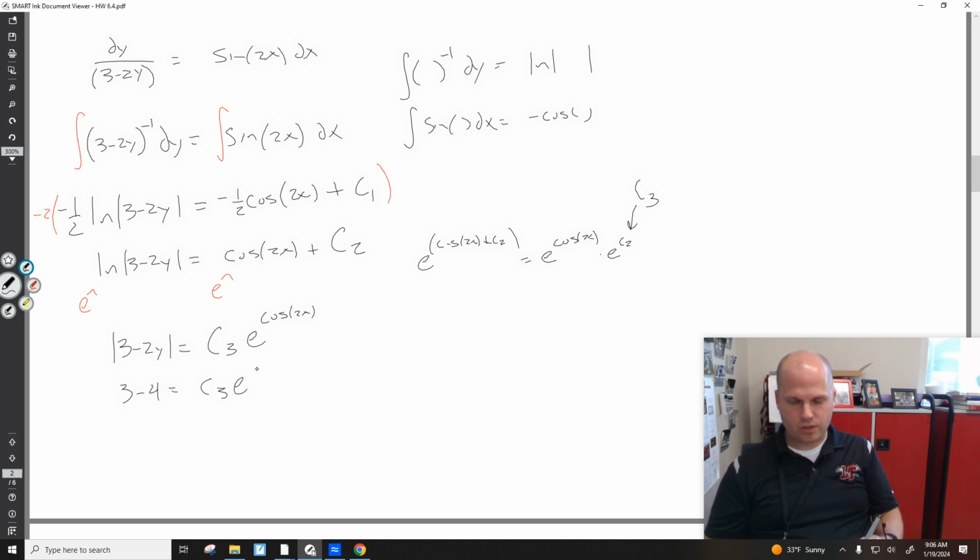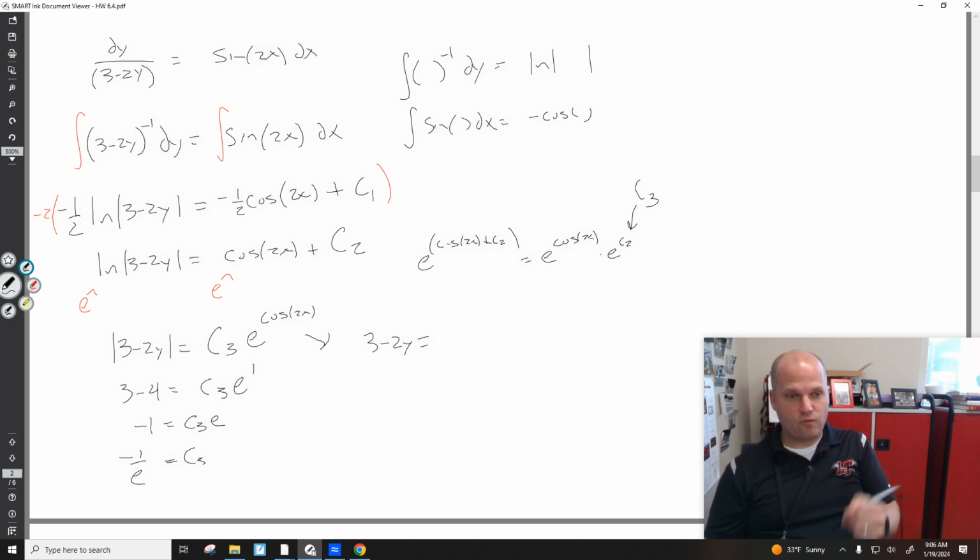Cosine of 2 times 0 is the cosine of 0. The cosine of 0 is 1. C3 equals negative 1 over e. Now, you got rid of the absolute value. You found the correct sign.